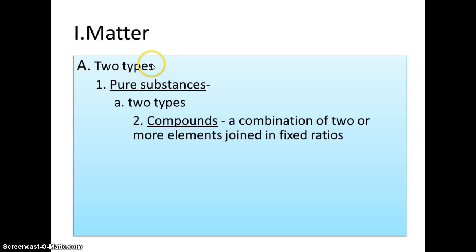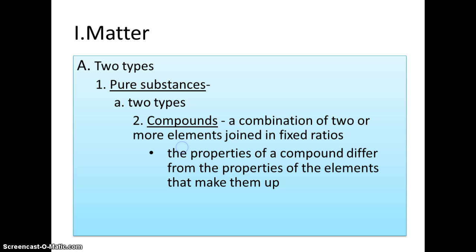So you already have the two types up here in the pure substances. The second type of pure substance is a compound, which is a combination of two or more elements joined in fixed ratios. So they're chemically combined together, attached to each other in a fixed ratio. The properties of a compound differ from the properties of the elements that make them up.